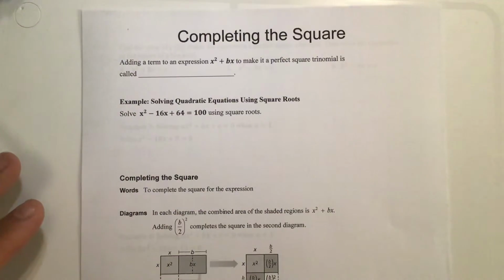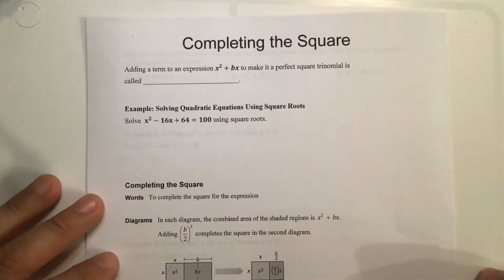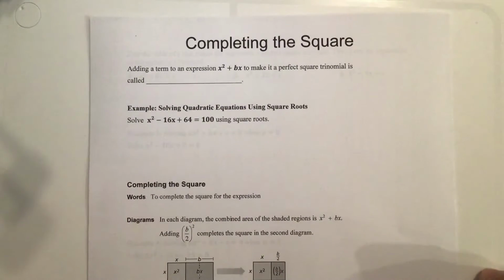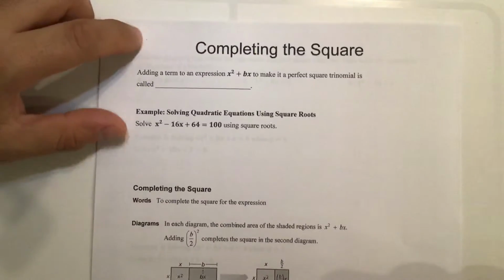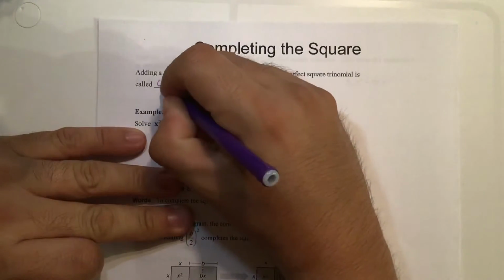Right, so these are going to be the notes for completing the square for day 1 and day 2. Right here it says completing the square is another method we use for solving quadratic functions. It also deals with how to convert from standard form to vertex form. The first thing it says is that adding a term to an expression x squared plus bx to make it a perfect square trinomial is called the process of completing the square.